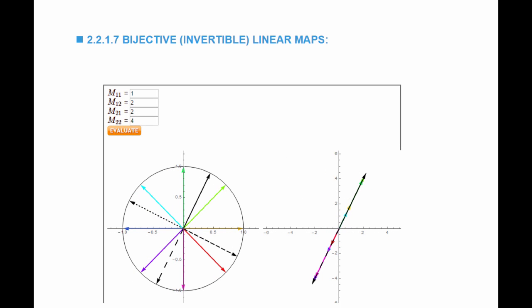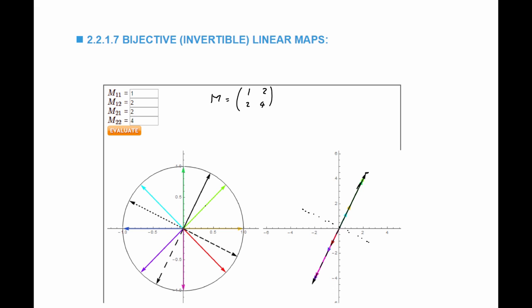Now let's look at another example. In this example, I have a different form for the matrix. M has the form 1, 2, 2, 4. So let's see what happens to the vectors here. It takes this black vector and gives me this new vector. This green vector, it's somewhere here. So it takes all these vectors and just gives me a line instead of an ellipse. It's missing one direction. Nothing is mapped to vectors here.